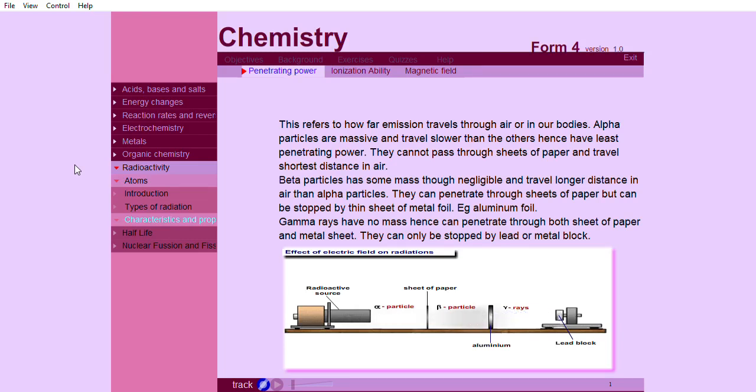Beta particles have some mass, though negligible, and travel a longer distance in air than alpha particles. They can penetrate through sheets of paper but can be stopped by a thin sheet of metal foil, for example, aluminium foil. Gamma rays have no mass, hence can penetrate through both sheet of paper and metal sheet. They can only be stopped by lead or a metal block.